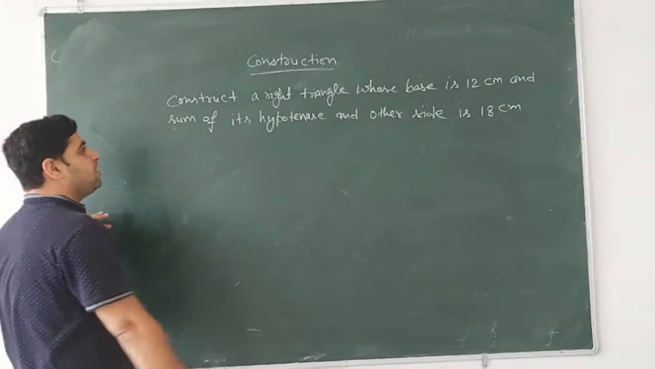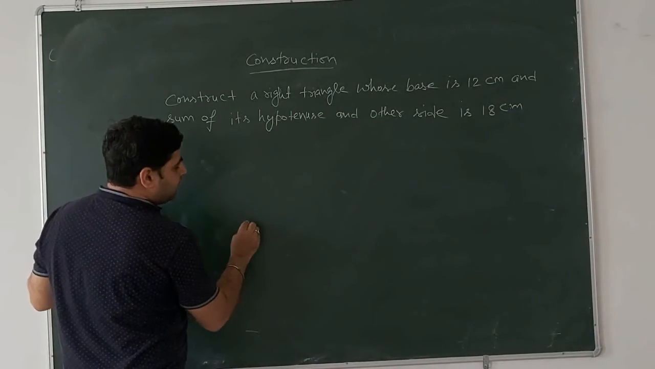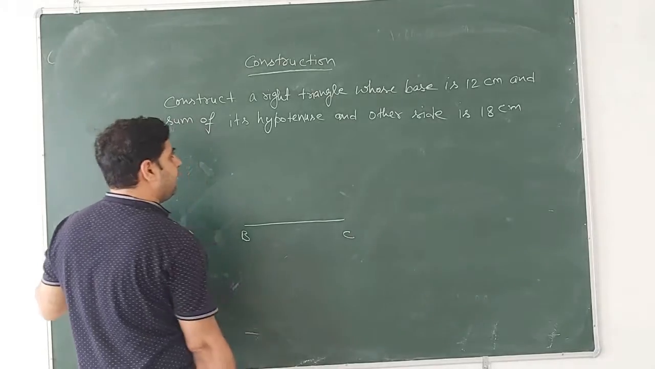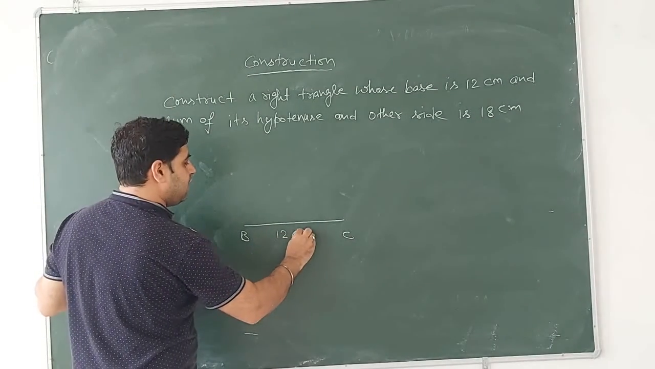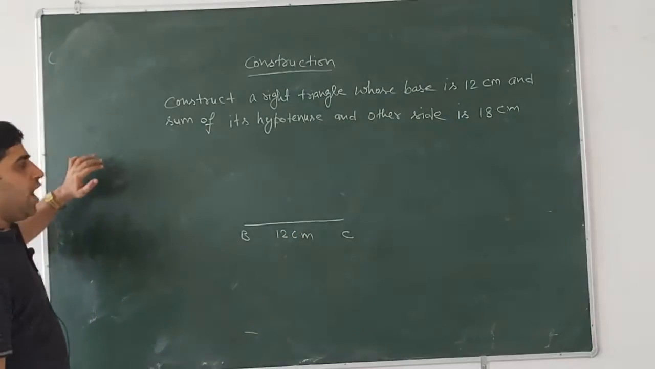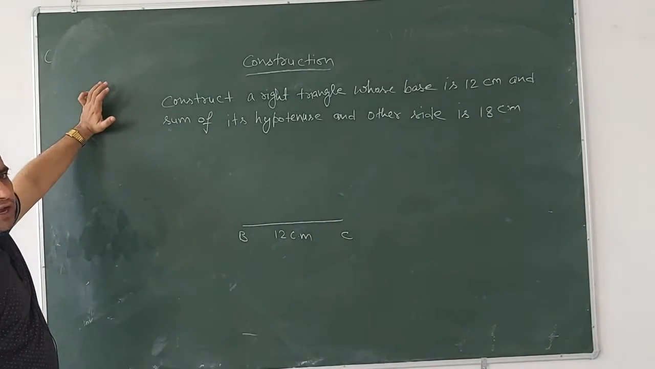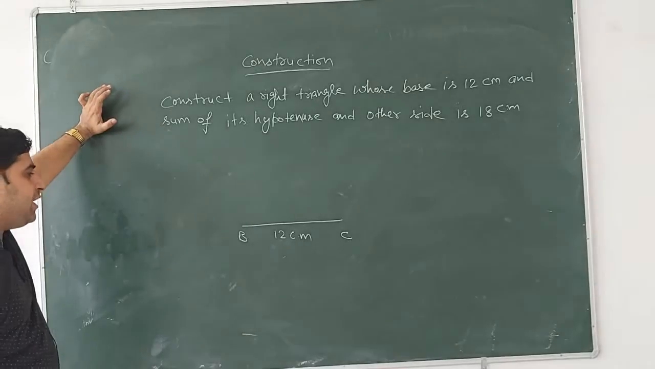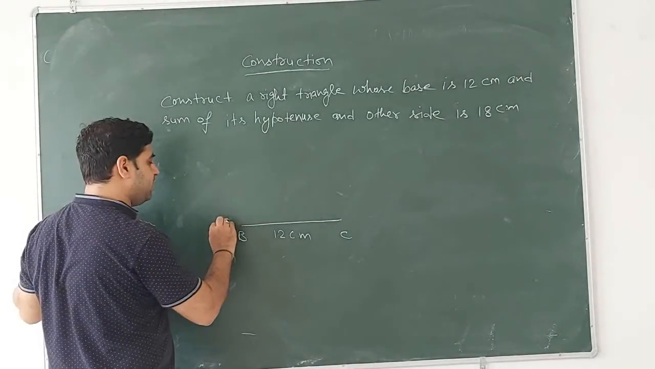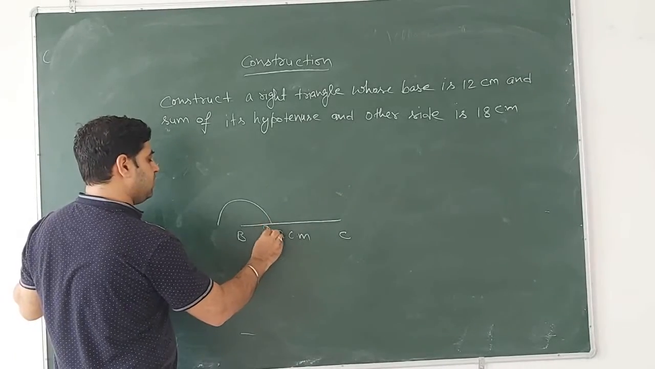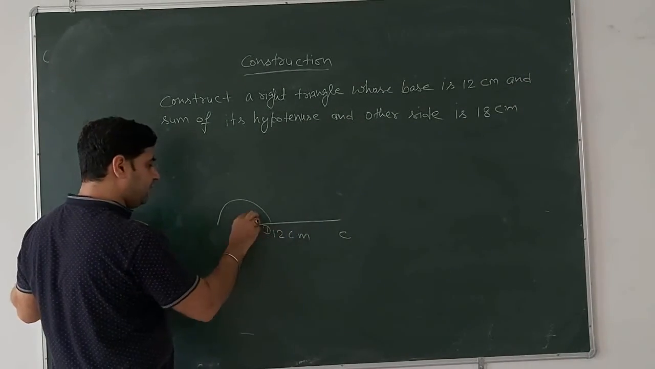So same here, base is 12 centimeter. Take the base as BC, we can write BC is equal to 12 centimeter. So construct a right triangle. Make an angle of 90 degrees at the point B.